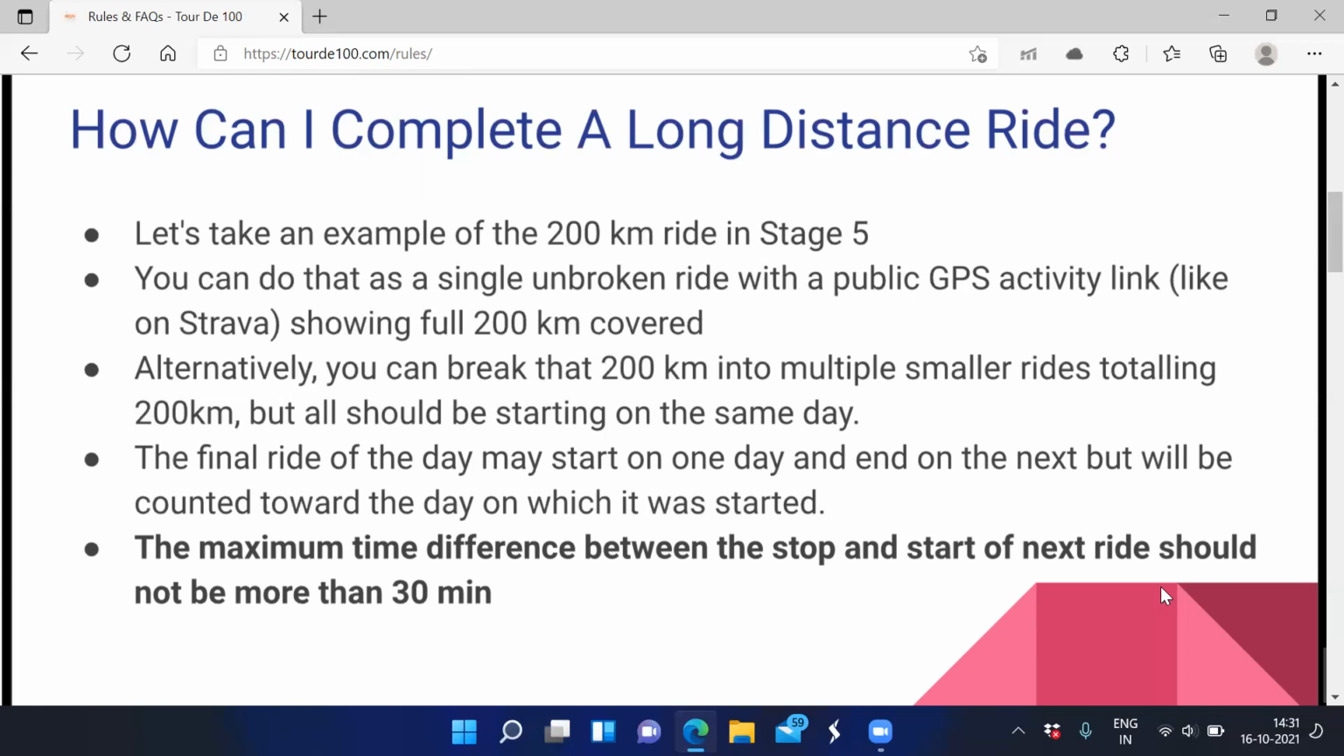Only one thing which you have to keep in mind: the starting date of your ride and the finishing date of your ride should be the same. You can't start it today and finish it tomorrow. Then the rides will not be counted as a club ride for 200 kilometers or any long distance ride.